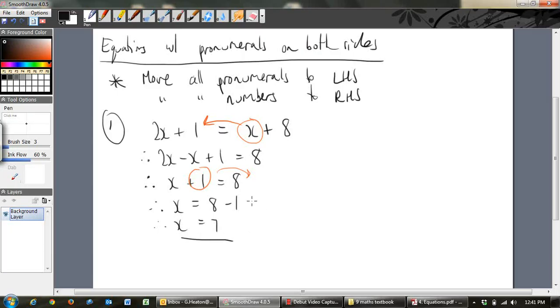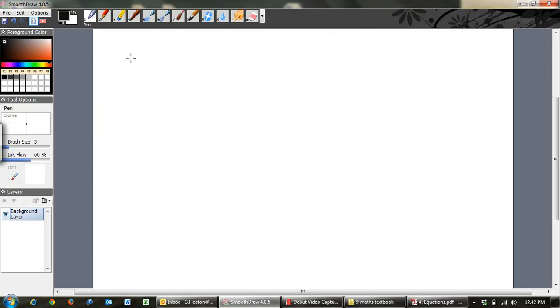There's your solution. Okay, I'll do one more example of that just to show you, but it's pretty much always like that. And this time when I do it, I'll do it quite quickly to show you a quick way to do it.